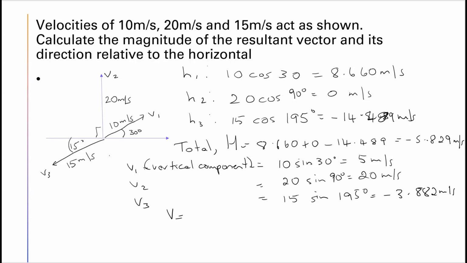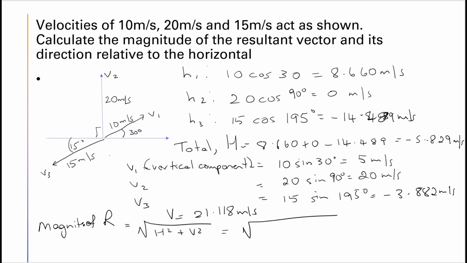So adding them all together, we would get 21.118 meters per second. Now you're asked to find the magnitude of that. So the magnitude of total of the final resultant would be square root of all of those added together. It would be the square root of h squared plus v squared, and that would be negative 5.829 squared plus 21.118 squared, and that gives you 21.9.